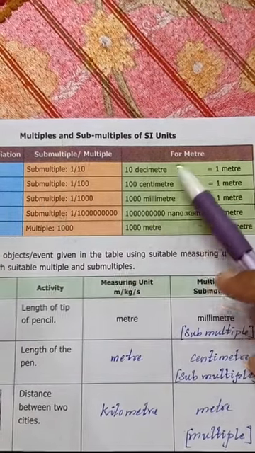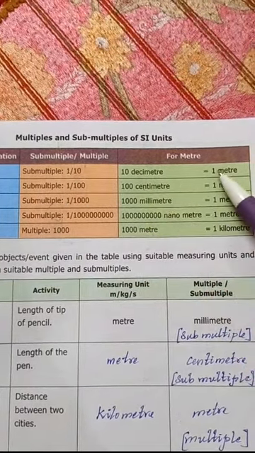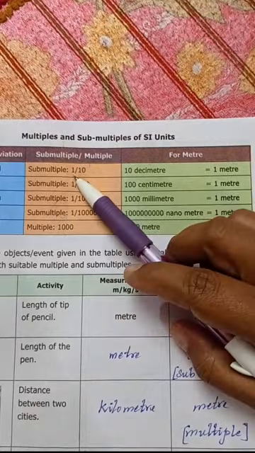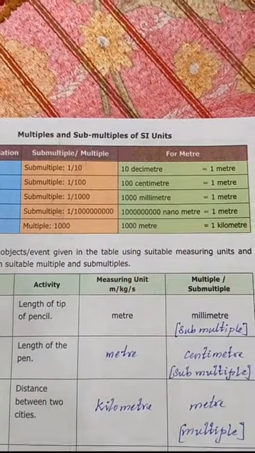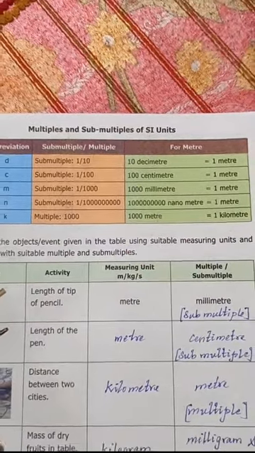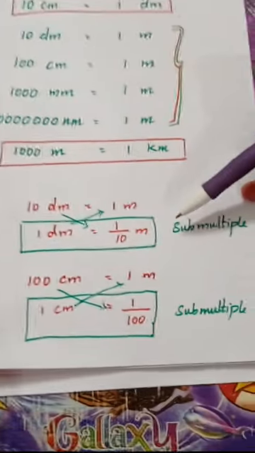So for decimeter, 10 decimeter is equal to 1 meter. And what is the submultiple? 1 by 10. How do we get this, children? 1 by 10.